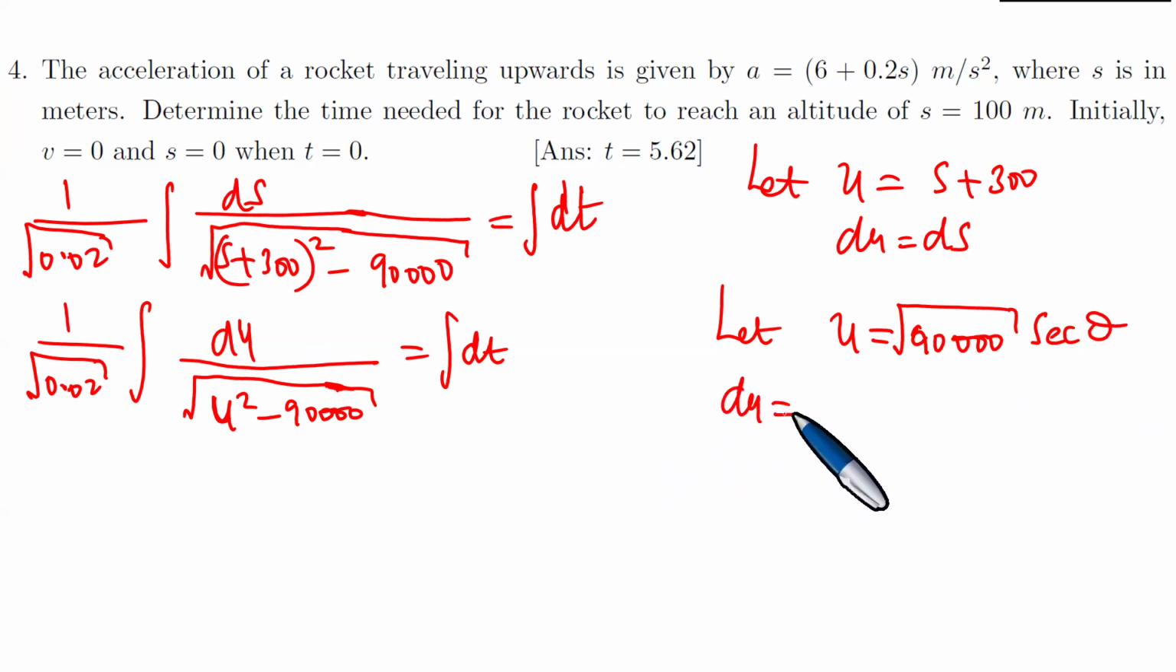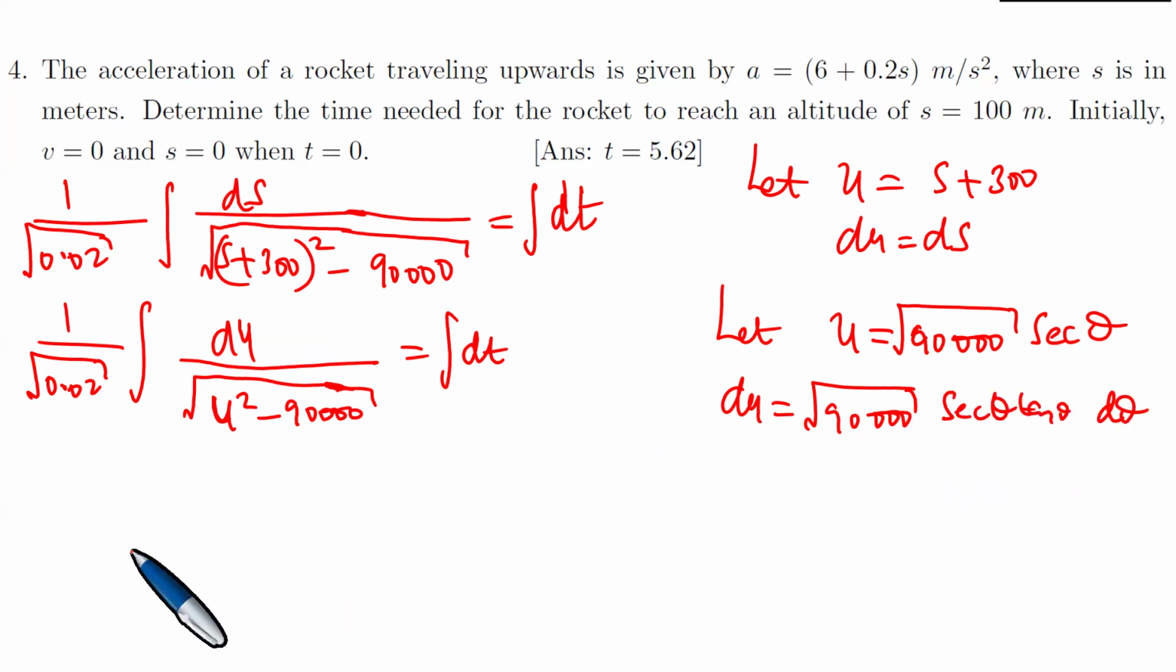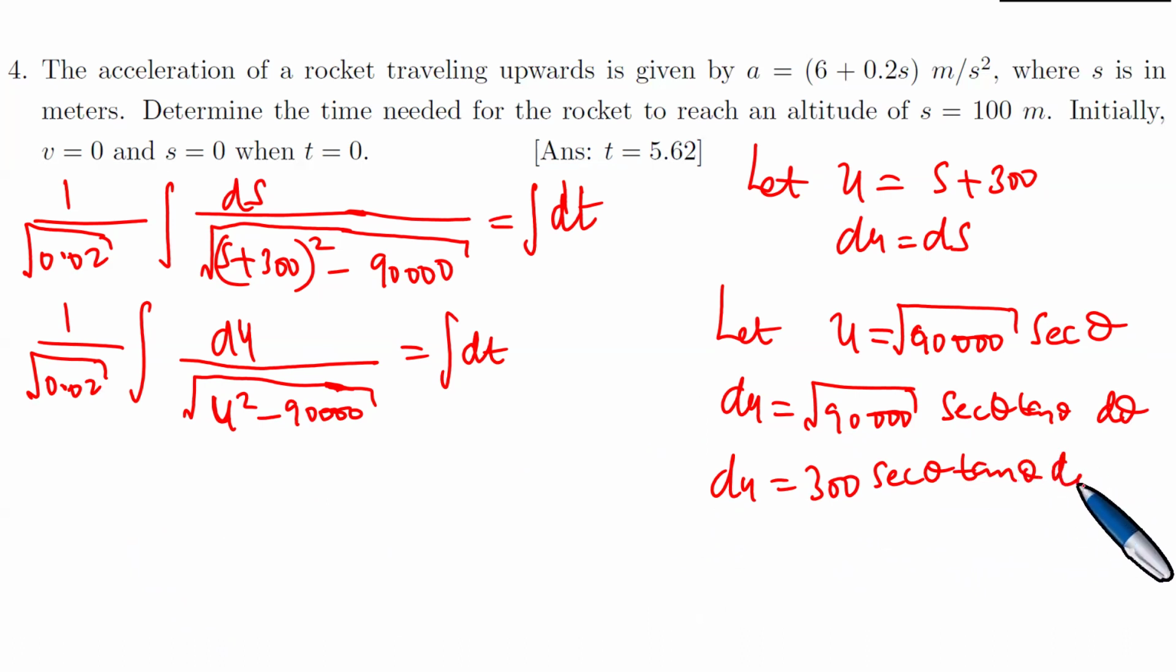so that du is 90,000 secant theta tan theta d theta, that way. But we know that the square root of 90,000 is 300. The secant of theta tan theta d theta. I'm trying to just outline the steps that are involved here, so that you can be in a position to sort of follow on what must be done.